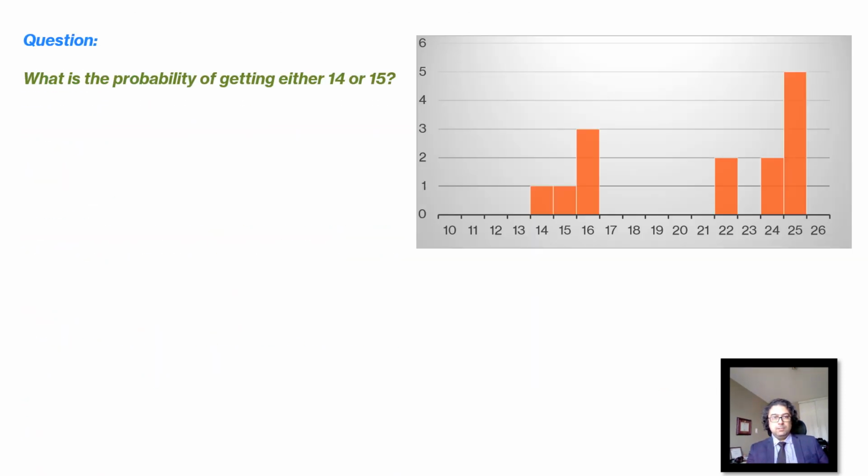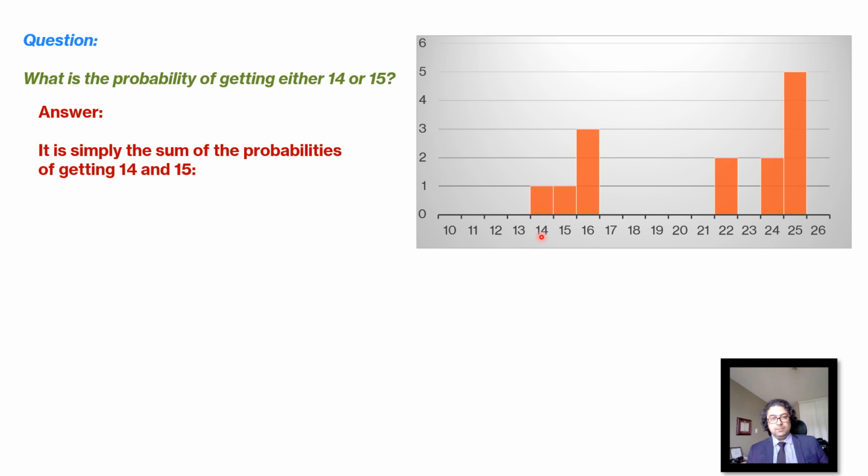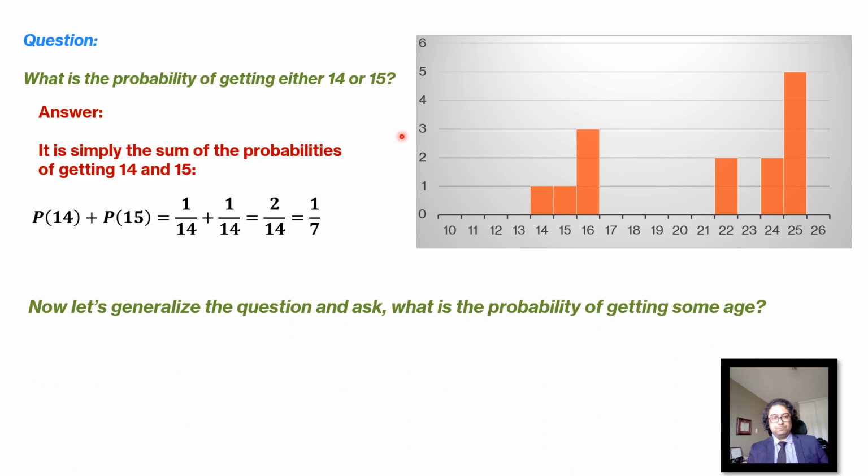All right. Now, another question to be asked here is, what is the probability of getting 2 ages, either 14 or 15? Well, that would be just simply the sum of the probabilities of getting 14 and 15, which in this case would be P14 plus P15. The probability of getting 14 is 1 over 14. The probability of getting 15 is 1 over 14. And their sum would be 2 over 14, or just 1 over 7.